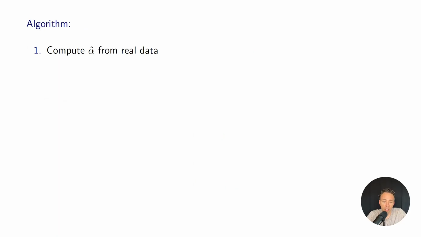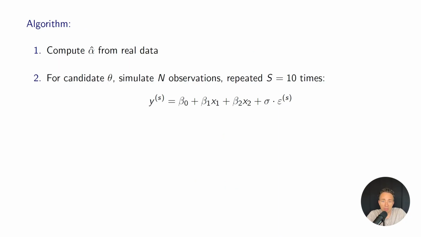So what we're going to do is compute the alpha hat in our real data, and then for each guess of the parameter vector theta, we're going to simulate 10 data sets that look like the actual data. The x's are going to be the same across all of these simulation replications, because the x's we're actually going to use from the real data. What's going to be different is the epsilon and the y, because the y is a function of all of these structural parameters that we're trying to estimate indirectly through these auxiliary moments.